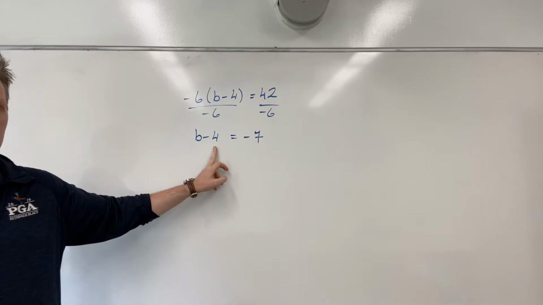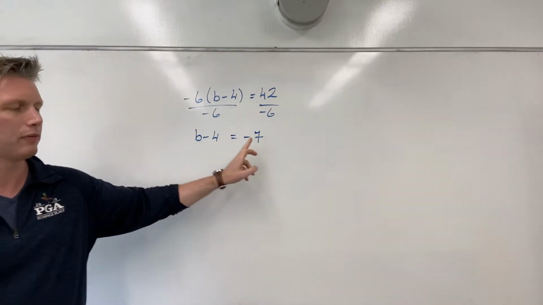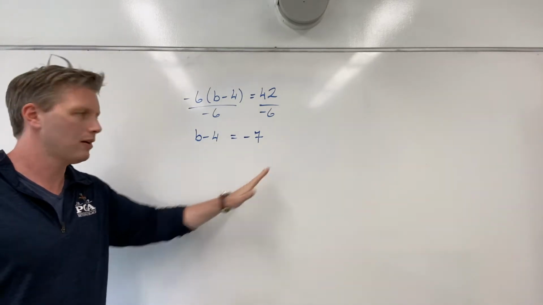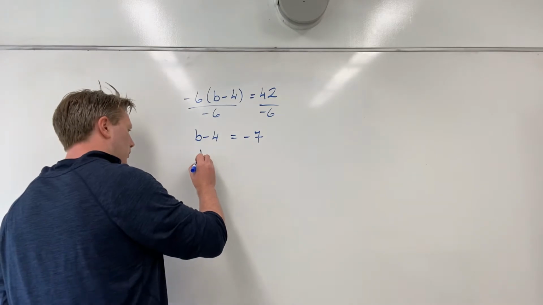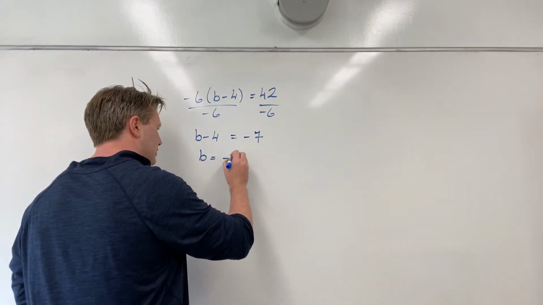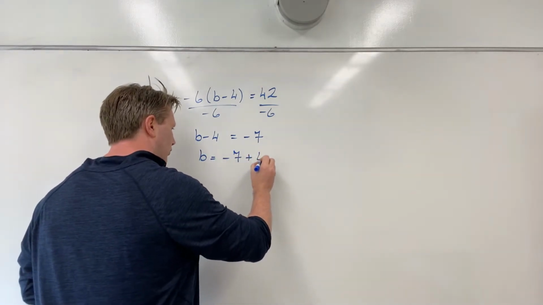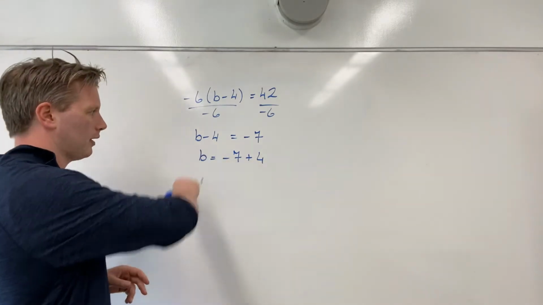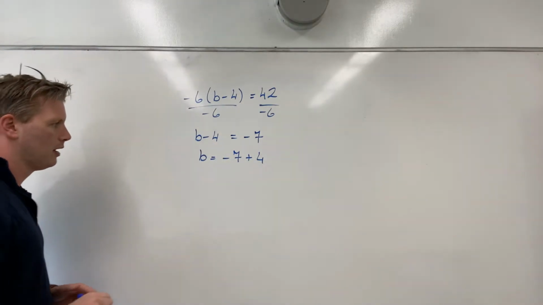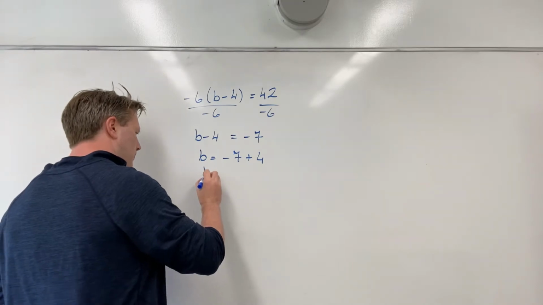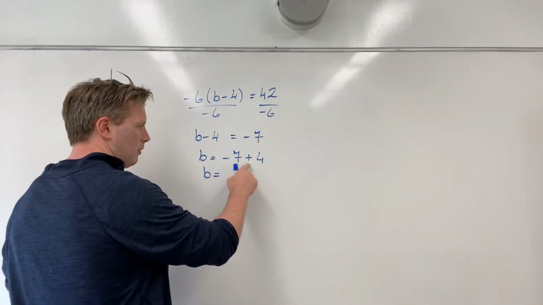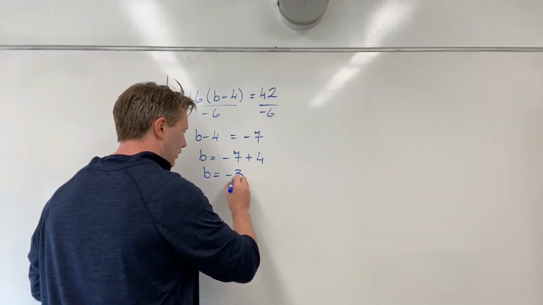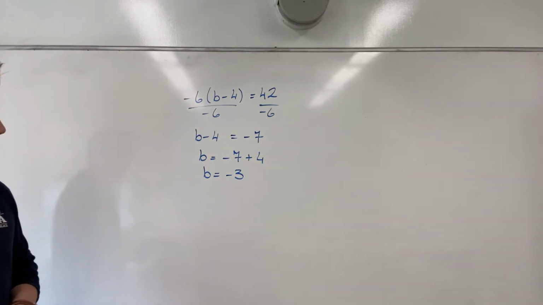I have to add 4 to this side to get b by itself, and of course, whatever I do to here, I do to here. And so I end up with b is equal to minus 7 plus 4. I've added 4 here, and then it's gotten rid of my negative 4 on the left-hand side. And so I have that b is equal to minus 7 plus 4, that's negative 3. And that, in fact, is my answer.